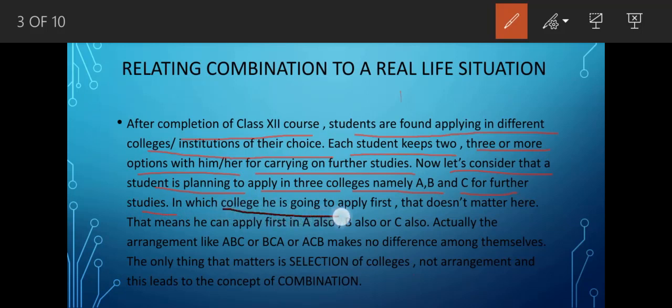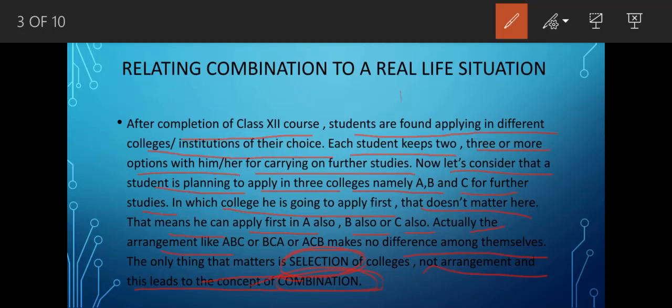In which college he is going to apply first, actually that doesn't matter here. That is what I explained to you just now. He can apply first in A, B or C. The arrangements like ABC or BCA or ACB make no difference amongst themselves. The only thing that matters is the selection of colleges, not arrangement, and this leads to the concept of combination. So that's all about combination.